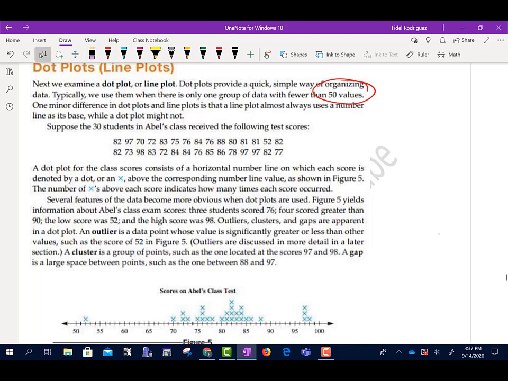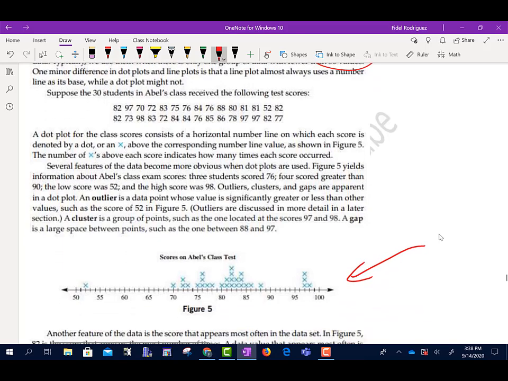It says, suppose 30 students in Abel's class receive the following test scores. A dot plot for the class scores consists of a horizontal number line on which each score is denoted by a dot or an X above the corresponding number line value, as shown in figure 5. So here is our picture. So it says several features about the data become more obvious when dot plots are used. Figure 5 yields information about Abel's class exam scores. 3 students scored a 76. 4 scored greater than a 90. The lowest score was a 52, and the highest score was a 98.